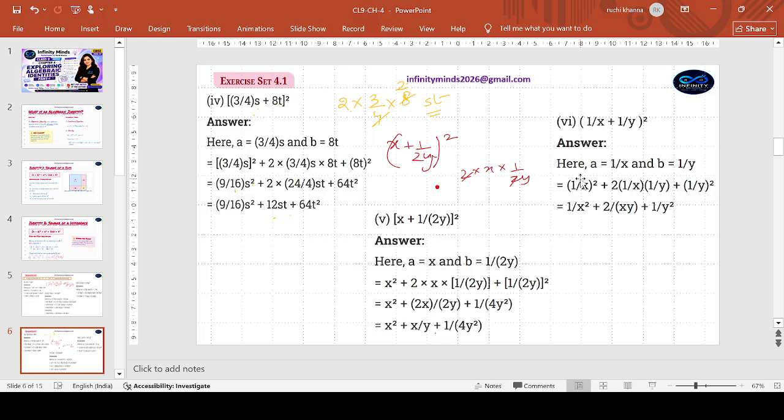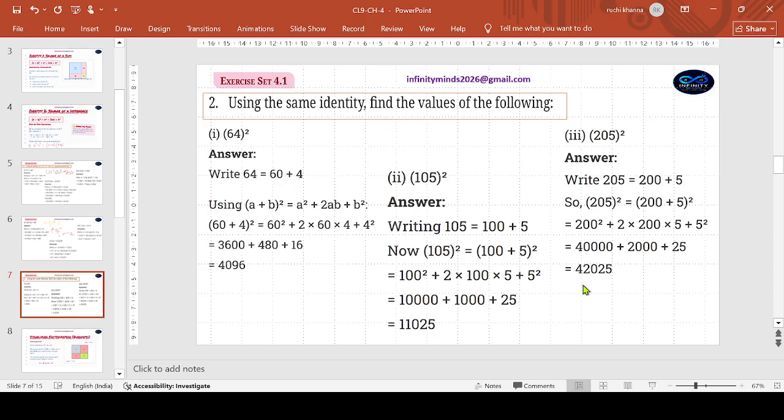And similarly, 1 by x plus 1 by whole square. I don't think so much explanation is needed. They are very simple ones. Good ones for you to practice, using the same identity, yes.